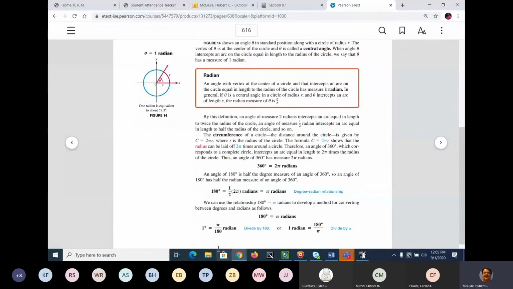Now this is what you need to write down right here. I'm going to write it down on my sheet. 1 degree is equal to pi over 180, and 1 radian is equal to 180 over pi. Now, that's the difficult way to learn it.